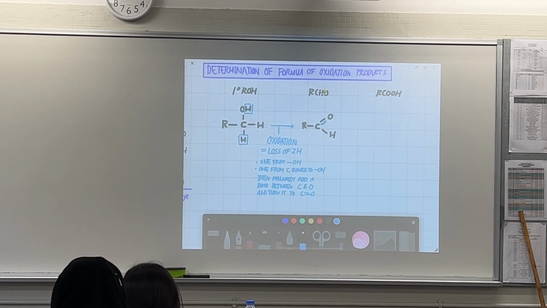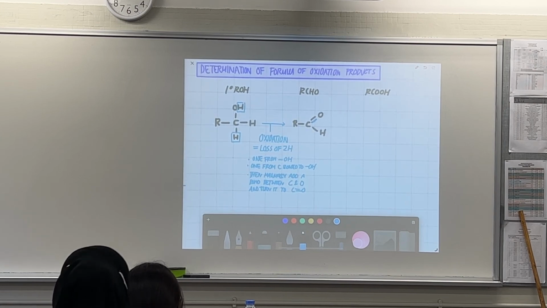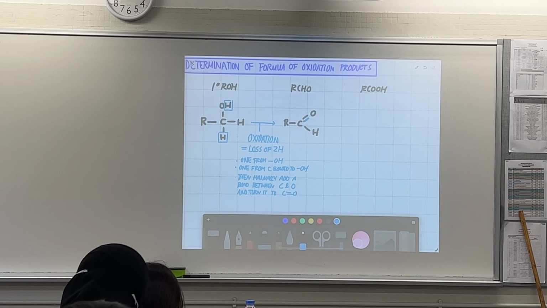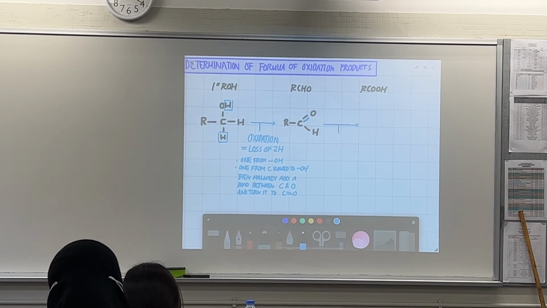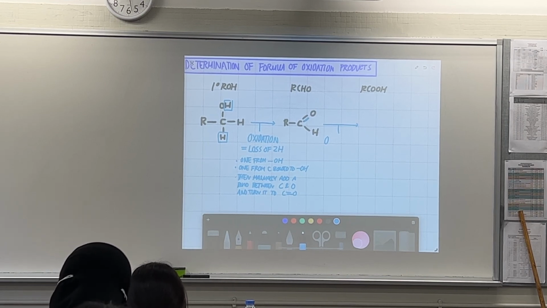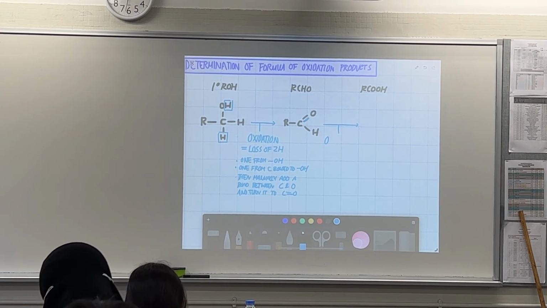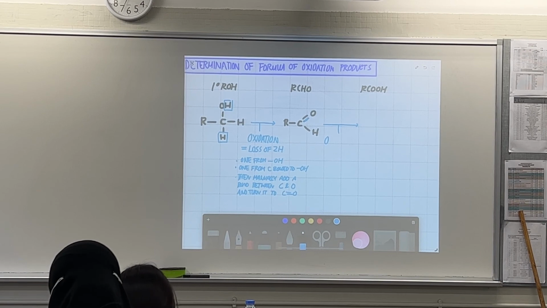I will have a follow-up question, but make sure you get the general formula first. What about the second definition of oxidation? Anyone remember the other definition of oxidation? Is it loss or gain of electron? Oxidation is loss of electron. Remember OIL RIG? OIL means oxidation is loss of electron.